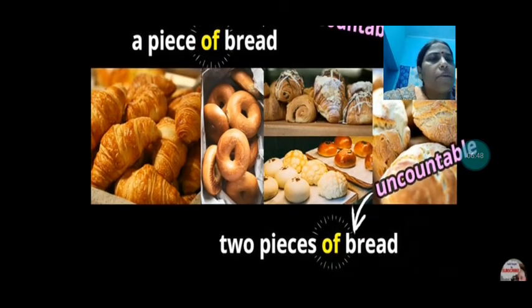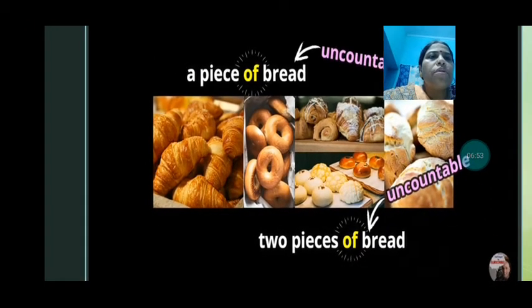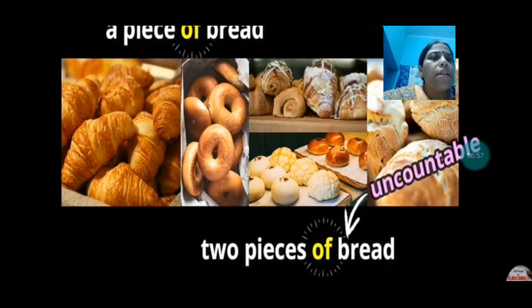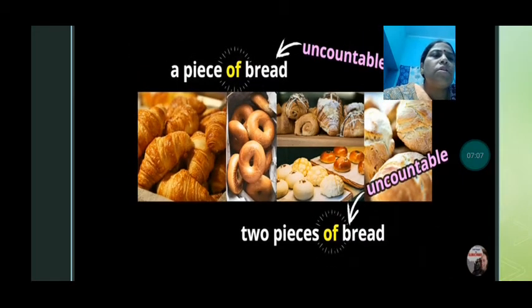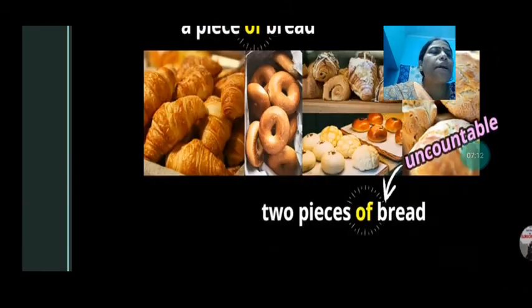How many pieces of bread are there? You can count that. Like see, we have used a piece of bread, then two pieces of bread. The piece of bread we can count. So piece is a countable noun. We can use two pieces of bread or three pieces of bread. How many pieces will be there? You can count and write.